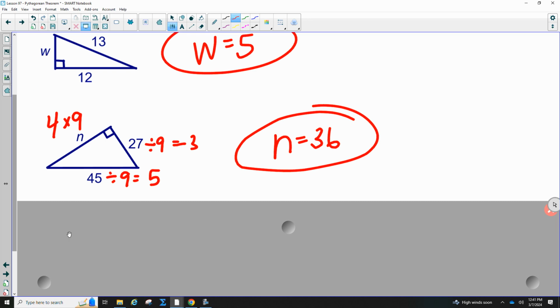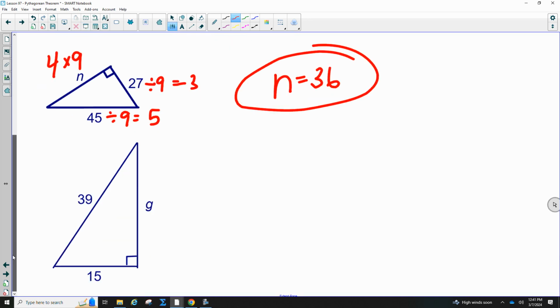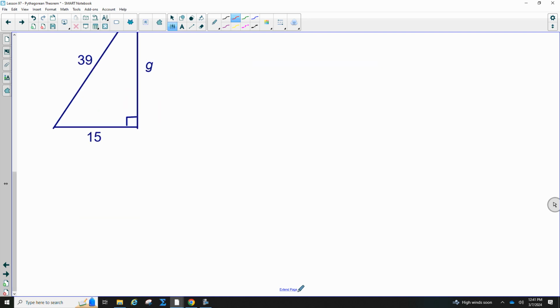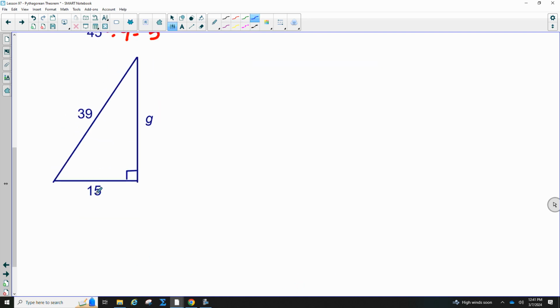Let's try another one and see if we get it. 15 and 39. What are those both divisible by? 3. Let's try dividing by 3. Okay, this gives me 5. Okay, divide by 3. We get 13. So this one is the 5, 12, 13, all multiplied by 3. So G is 36.